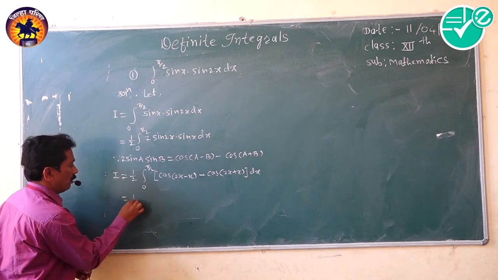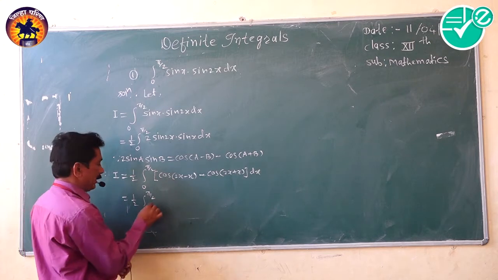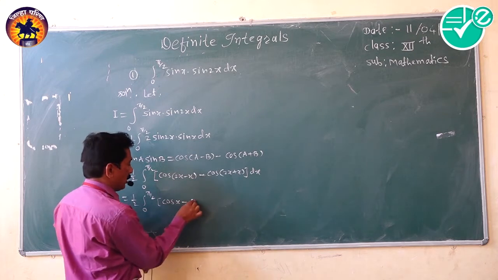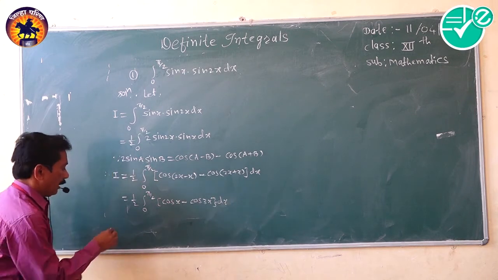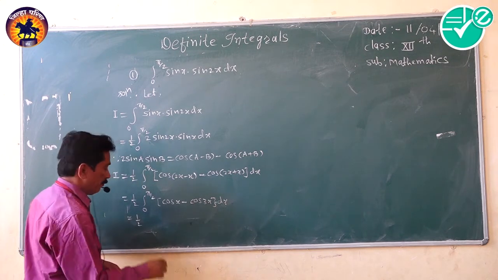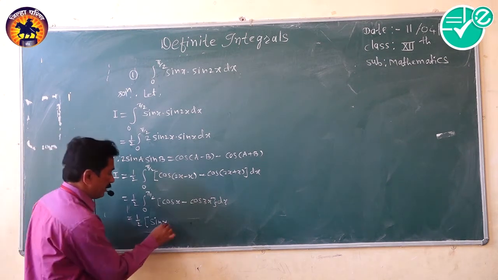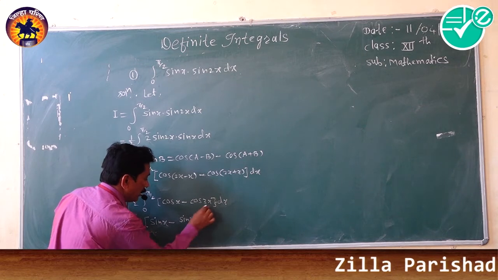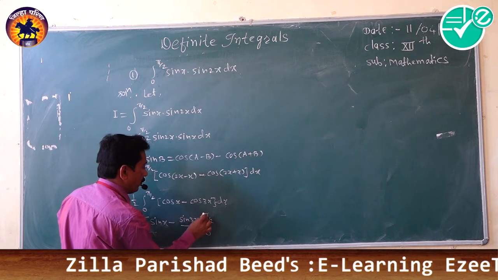This is equals to 1 by 2, 0 to pi by 2, cos of 2x minus x, it is cos x, minus cos of 2x plus x, it is cos 3x into dx. Now integrating this, integration of cos x is sin x minus integration of cos 3x is sin 3x divided by 3. Limits are 0 to pi by 2.